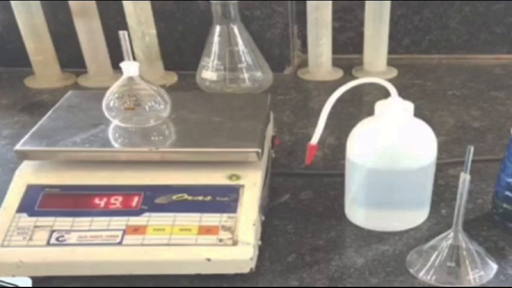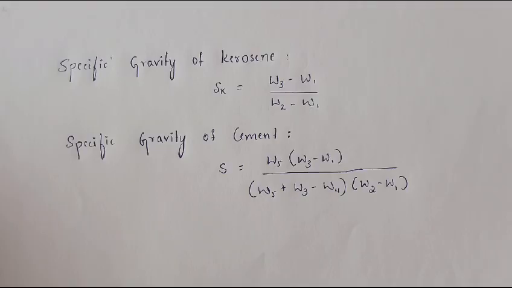Pour some kerosene out and introduce a weighed quantity of cement into the bottle and roll the bottle gently to remove the air bubbles. Now fill the bottle to the top with kerosene and weigh it as W4. And the mass of the dry cement should be taken as W5. Using the formula, find out the specific gravity of cement and also kerosene. Specific gravity of cement ranges from 3 to 3.15.